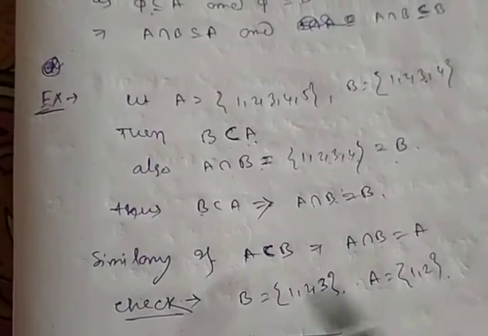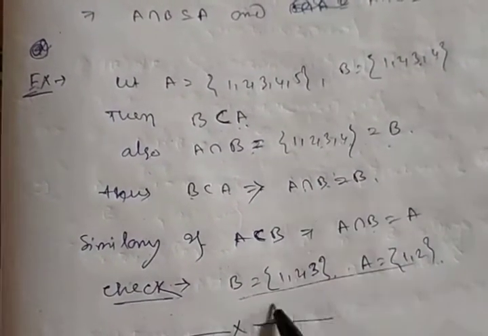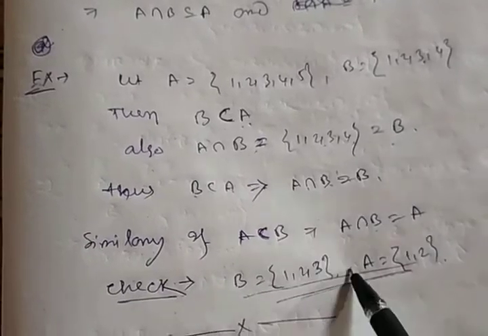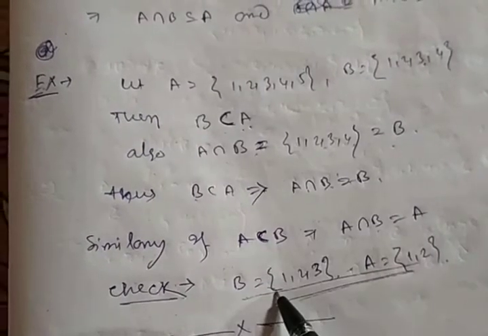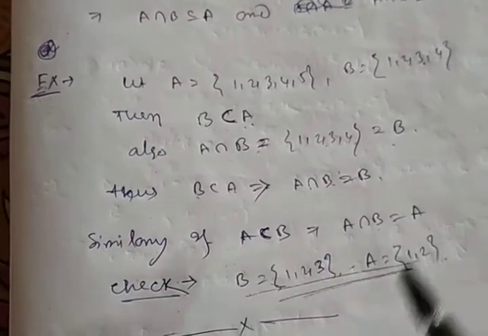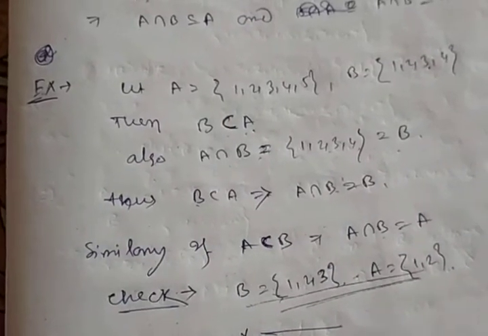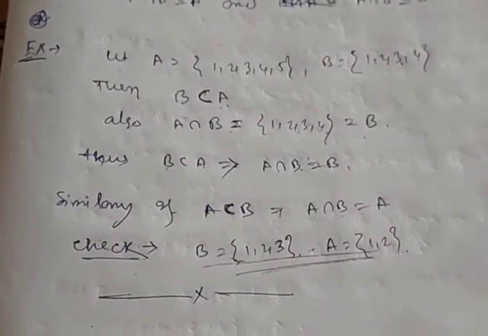Similarly, we can take an example. For this example, check for yourself, where A is a subset of B, then A intersection B equals A. Okay, that's it for today.